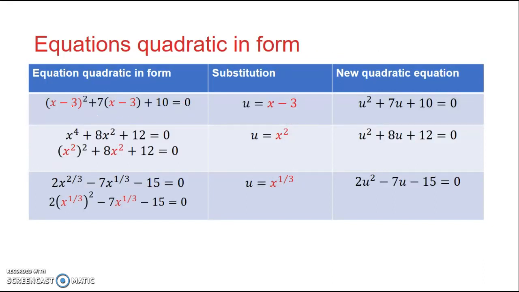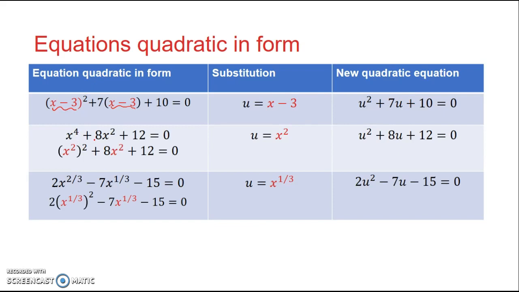This: x minus 3 squared plus 7 times x minus 3 plus 10 equals 0. Notice that we have this base of x minus 3 repeating, and so if we let u be x minus 3 and make that replacement, we just get u squared plus 7u plus 10 equals 0. And notice that these equations are going to be much easier to solve than the original.